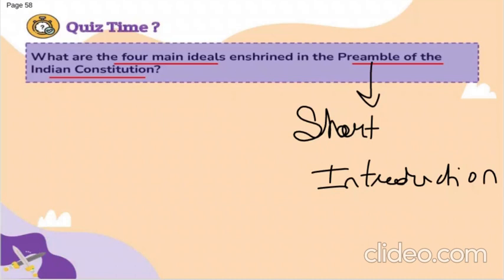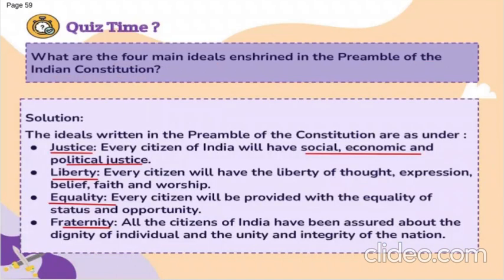So the four main ideals are basically justice, liberty, equality, fraternity. These are the main four ideals. Justice means socially, economically, and politically, justice will be given to every citizen, no matter rich or poor, no matter the class. Okay, liberty. Liberty means freedom.